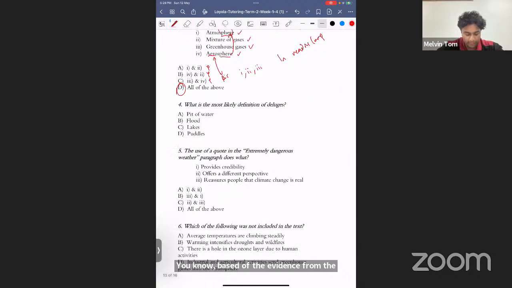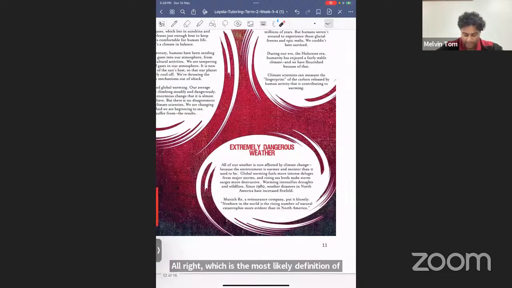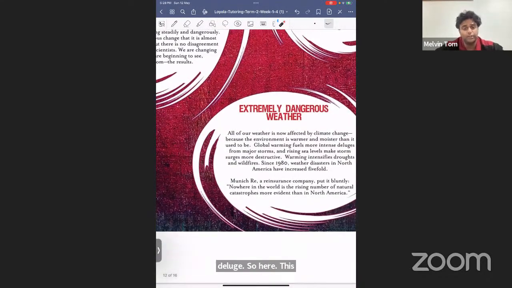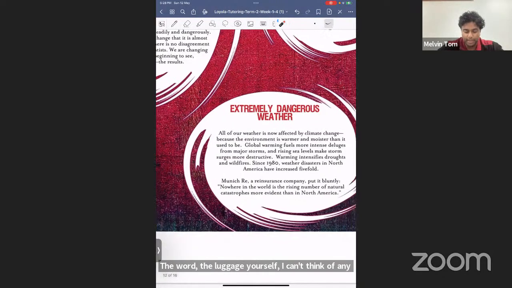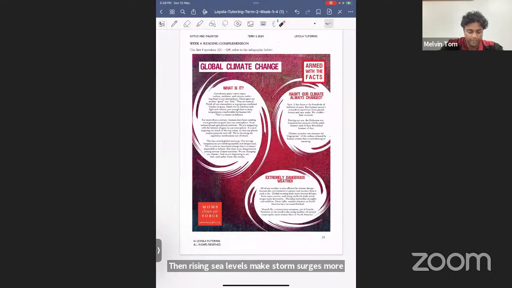All right. Which is the most likely definition of deluges? So here, this passage, again, if you don't know what the word deluge is, go back to the text. The word deluge itself, I can't think of any root words that it could make sense with. So I'm looking at the passage for evidence. It says that global warming fuels more intense deluges, from major storms. So it comes from storms, more intense deluges. Then rising sea levels make storm surges more destructive. So more intense deluges. Let's look at the options.